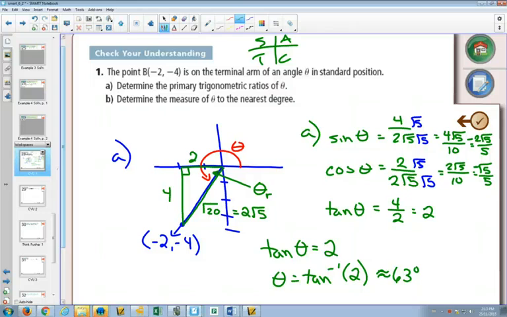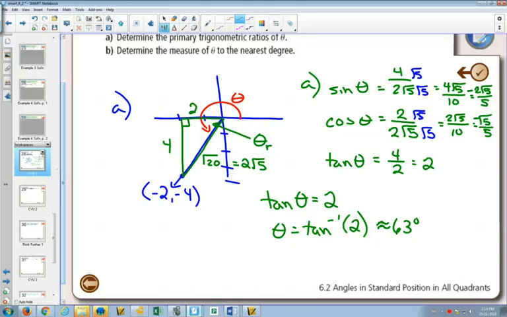Now, my reference angle is 63 degrees, and I need to put a little r there, because I was figuring out my reference angle, not my angle. That's why I labeled this one as theta r. Now I'm going to go to my red one. How am I going to figure out what theta is going to equal? If I figured out this reference angle was 63 degrees, then the whole angle will be, well, it's 180 up to here, and then 63 more. 243 degrees.